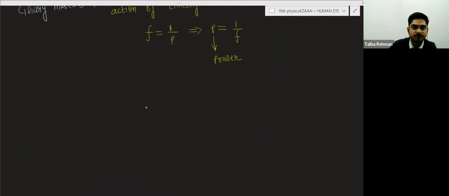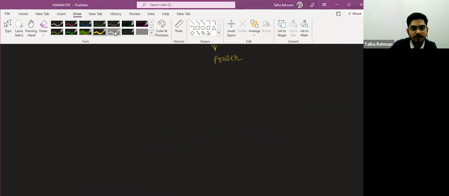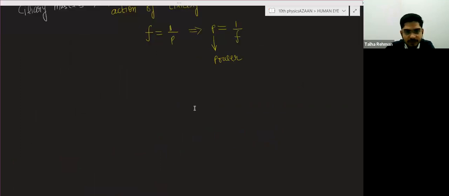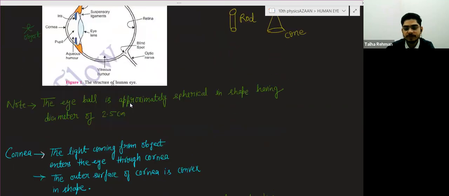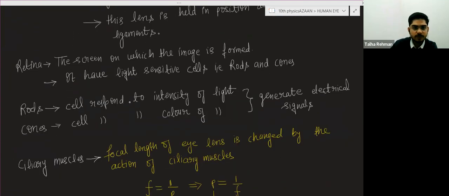That is why this is known as the blind spot. Okay. So blind spot.